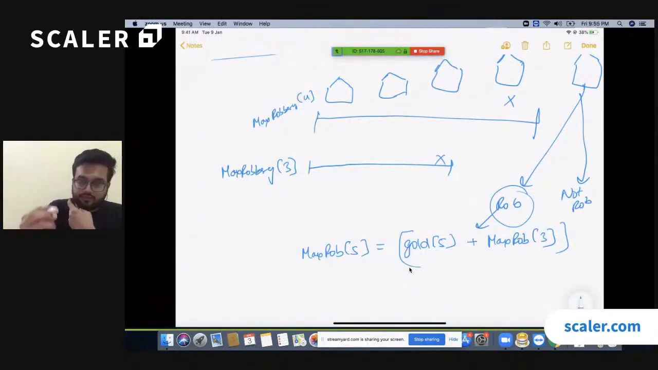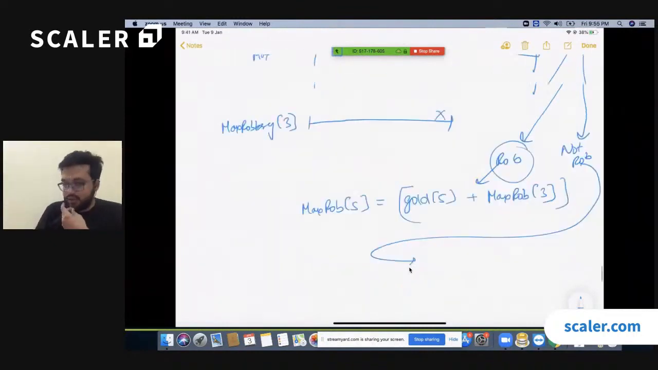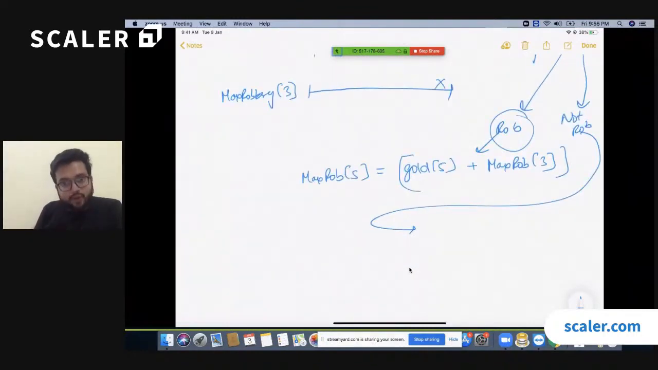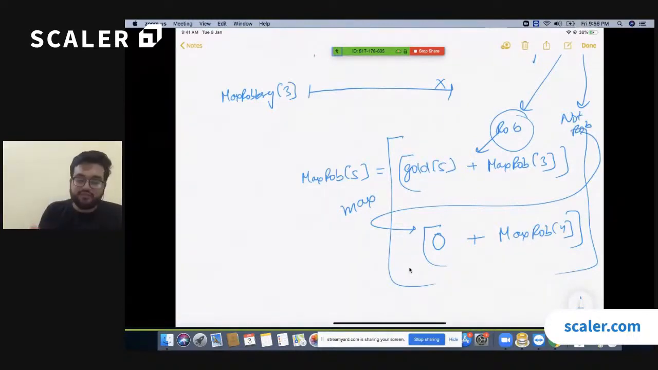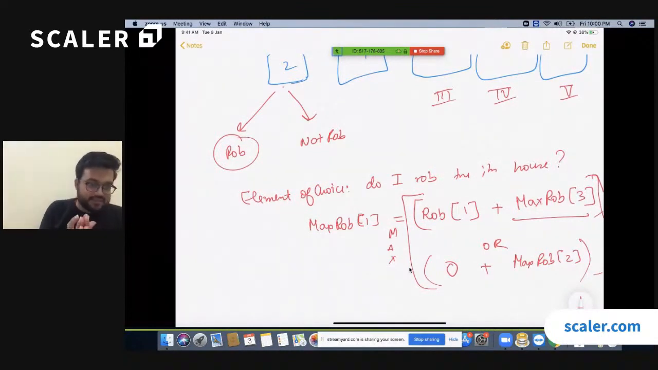If you do not rob the 5th house, what is the option that you have? If I do not rob the 5th house, the gold coins that I'm robbing from the 5th house would be 0 because I'm not robbing it. And if I'm not robbing it, am I imposing any constraint of not robbing the 4th house? I am not. So I will just use 0 plus max rob 4. I have these 2 options. The best answer out of these 2 options I will take. So either I can rob the 5th house or not rob the 5th house, and the maximum of these 2 would give me the answer. I hope things make sense to everybody here.